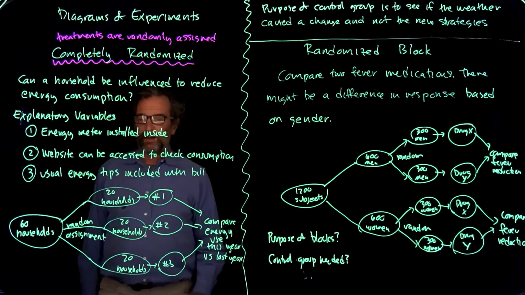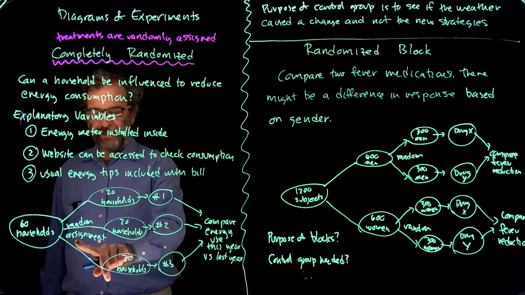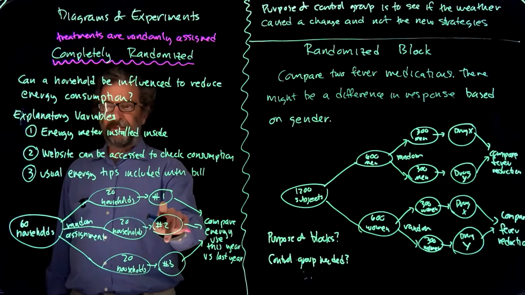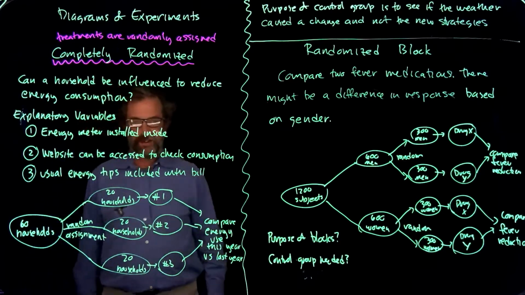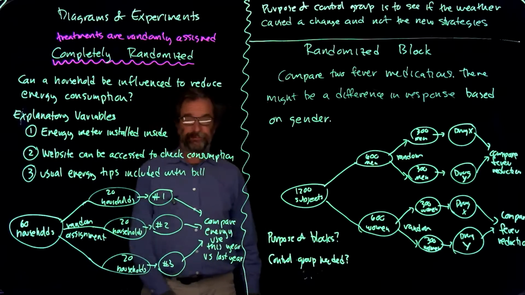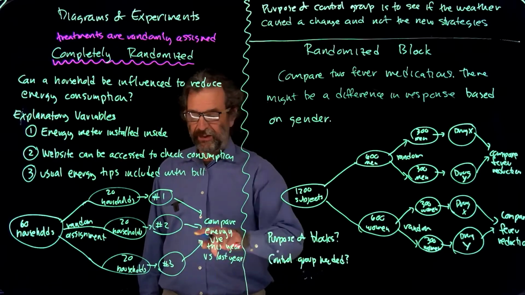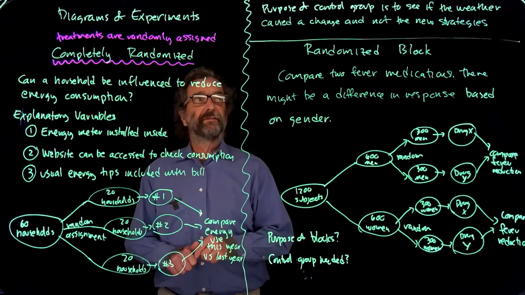We'll take the 60 households that we have lined up to take part in the study. We randomly assign them into groups, 20 in each. And the first 20 get treatment 1, energy meter. The second group of 20 gets the website, and the last group gets the control, just the usual tips included with the bill. And at the end of the day, we're going to compare energy use this year versus last year to see if the energy use went down this year compared to last year.